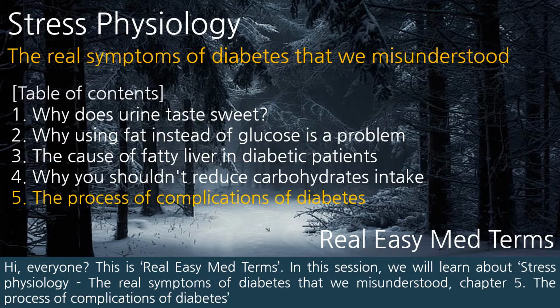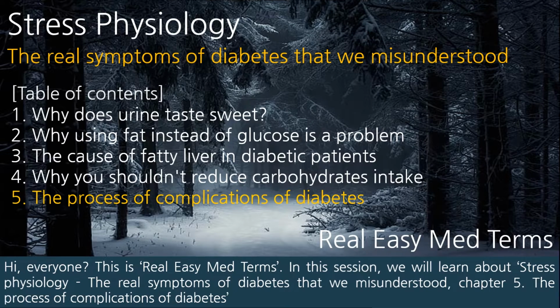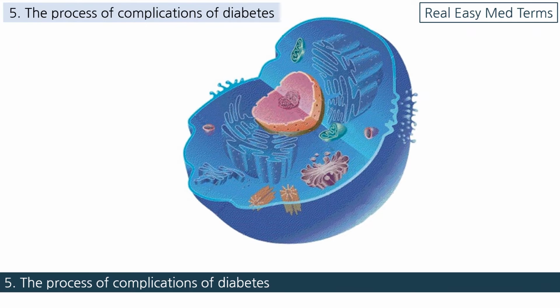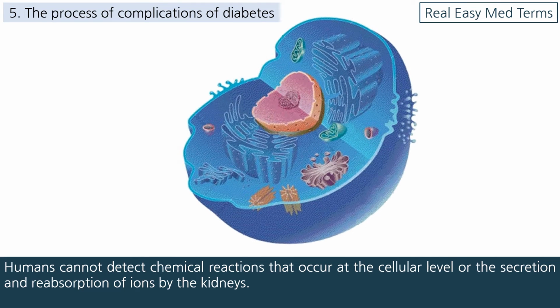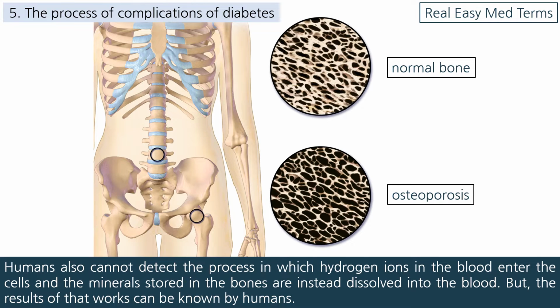The process of complications of diabetes. Humans cannot detect chemical reactions that occur at the cellular level, or the secretion and reabsorption of ions by the kidneys. Humans also cannot detect the process in which hydrogen ions in the blood enter the cells, and the minerals stored in the bones are instead dissolved into the blood. But the results of that work can be known by humans.